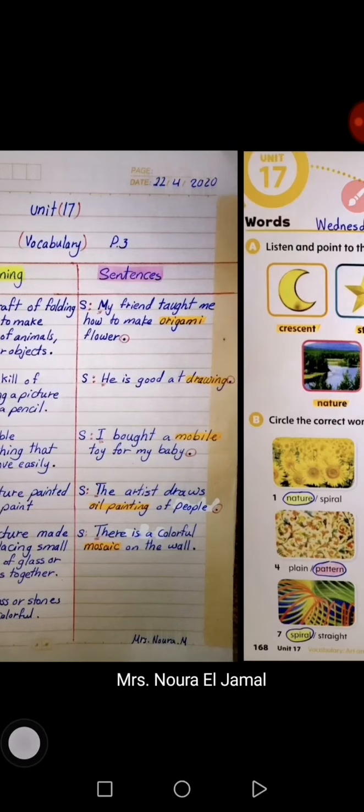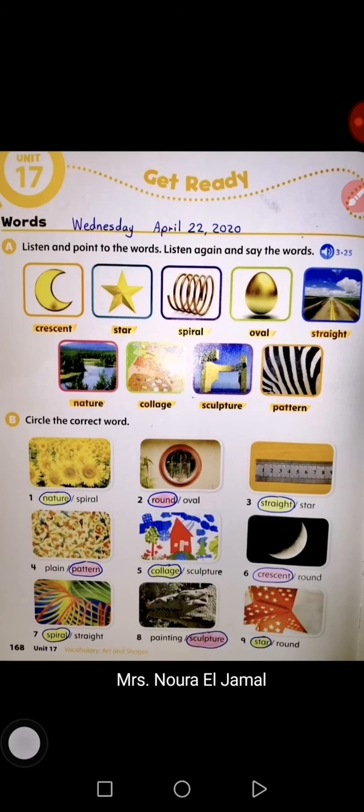Okay. Now let's move to the student book, page 168, to read the words and look at the picture after we understand the meaning of all the words and we put them in sentences. Crescent. Look at the picture. Crescent. Star. Spiral. Oval. Straight. Nature. Collage. Sculpture. Pattern.